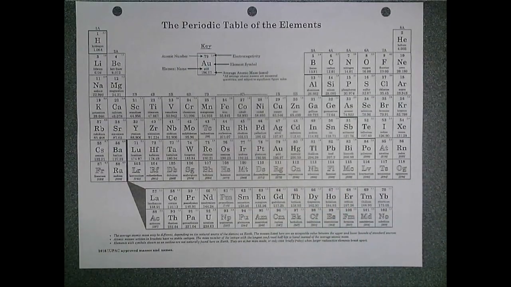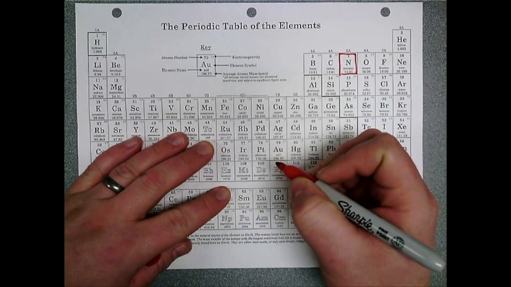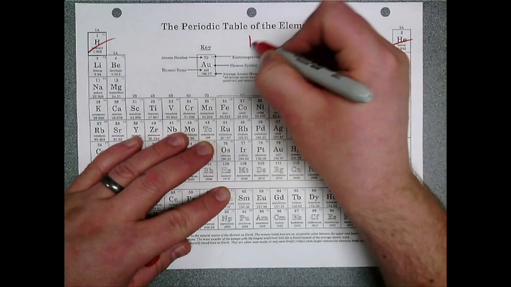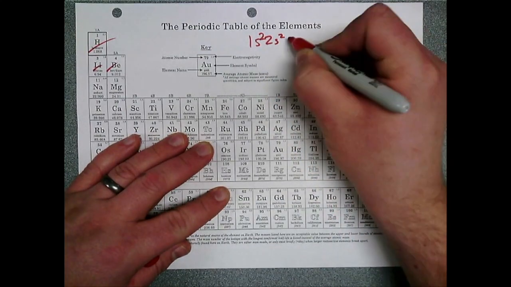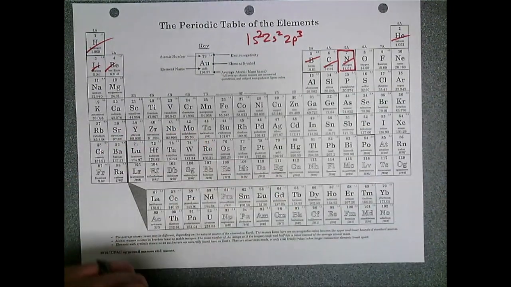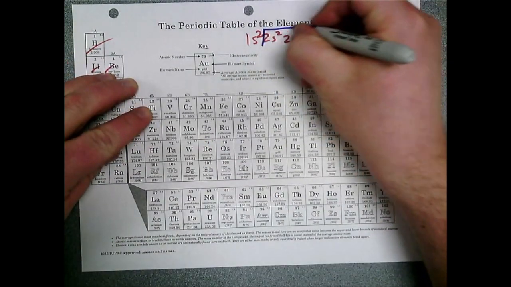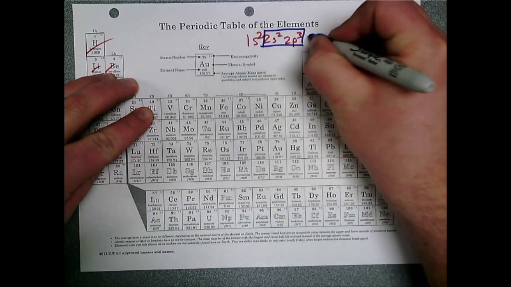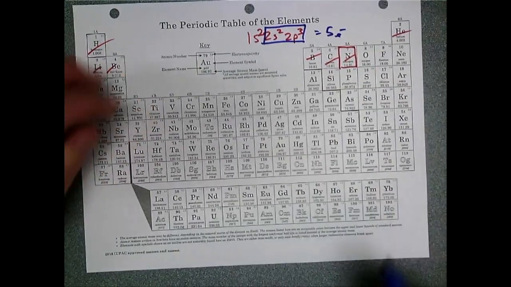So let's do a few examples here. Let's start off with nitrogen. Nitrogen has an electron configuration of 1s2, 2s2, 2p3. The valence electrons are all of the ones in the outermost energy level. So the valence electrons would be these ones right here in the second energy level. So 2 plus 3, 5 valence electrons.